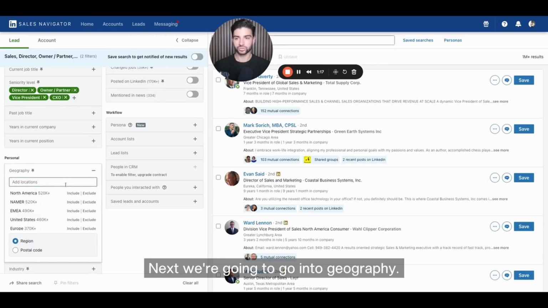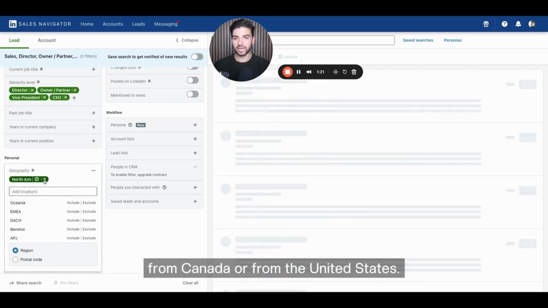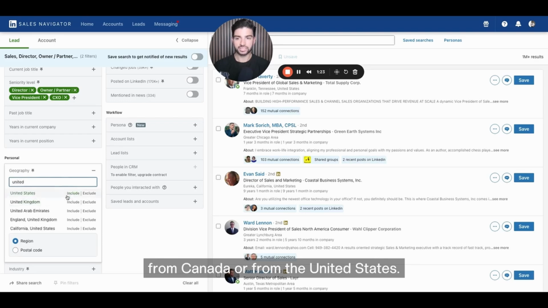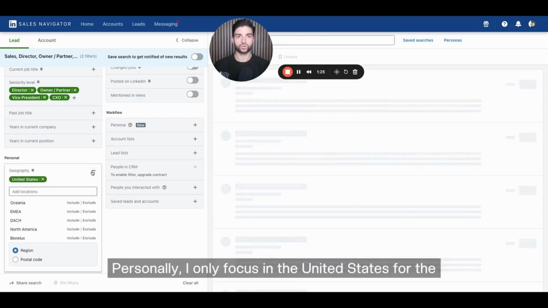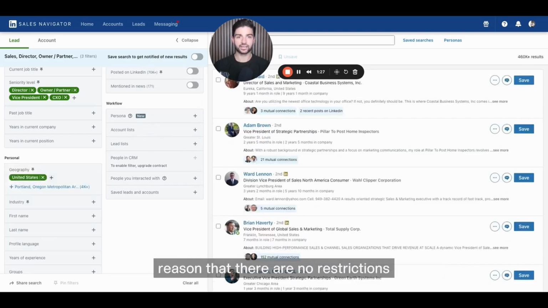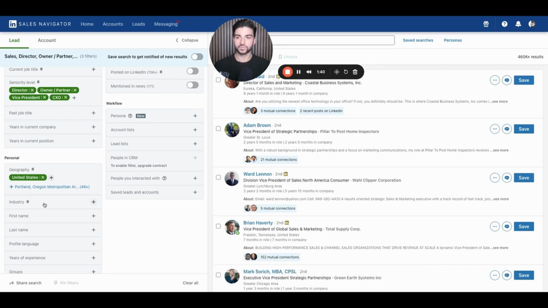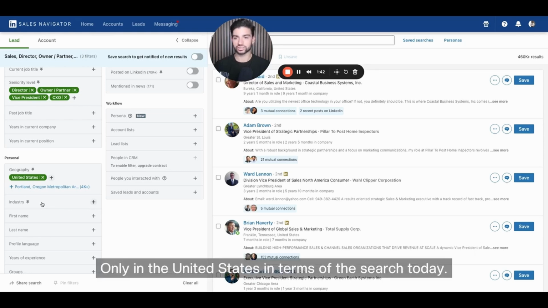Next, we're going to go into geography. I know some people may raise capital from Canada or from the United States. Personally, I only focus in the United States for the reason that there are no restrictions as to raising capital, right? This makes it far easier overall in terms of any additional hurdles investors have to go face with us, assuming they are accredited. So only United States in terms of the search today.